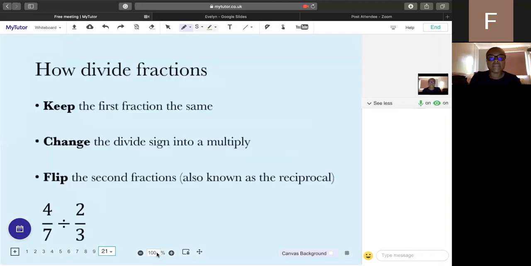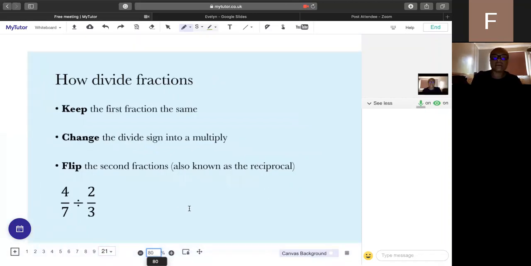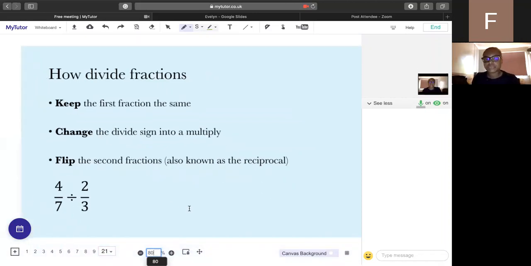Now, dividing fractions is a little bit different. You can't just divide the two together. So here's a little method which would help you to remember how to work with dividing fractions. We're going to keep the first fraction exactly the same. So we're going to have 4 over 7, keeping the first one exactly the same. Then we're going to change the divide sign to a multiply sign. And then the last step is to flip the second fraction.